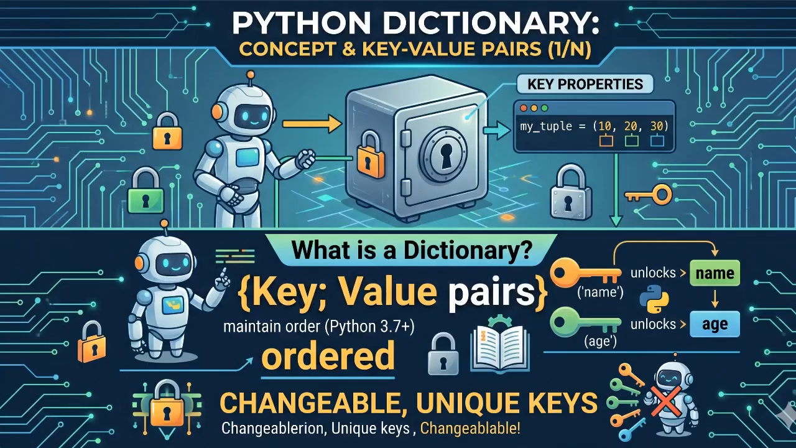A Python dictionary stores data as key-value pairs, where each key is used to access its value. For example, the key name can retrieve a value like Alice. Dictionaries are ordered in Python 3.7 and above, changeable, and require unique keys. They provide an efficient way to organize and access structured data.